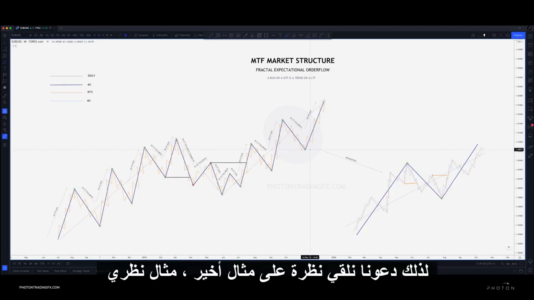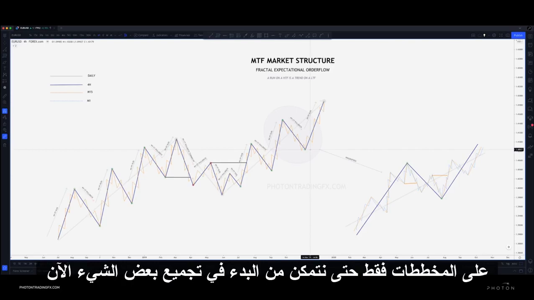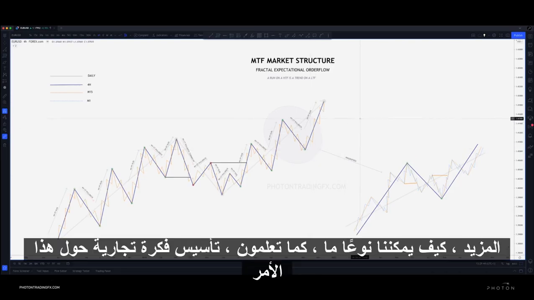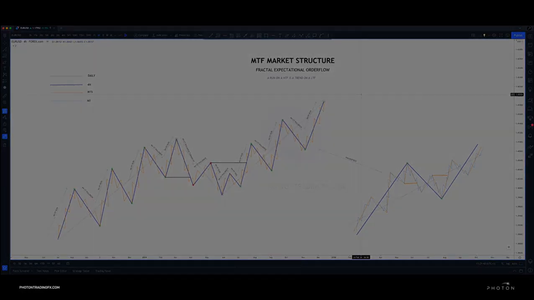So let's take a look at one last theoretical example on the charts, so we can start to piece together a bit more how we can base a trade idea around this concept.